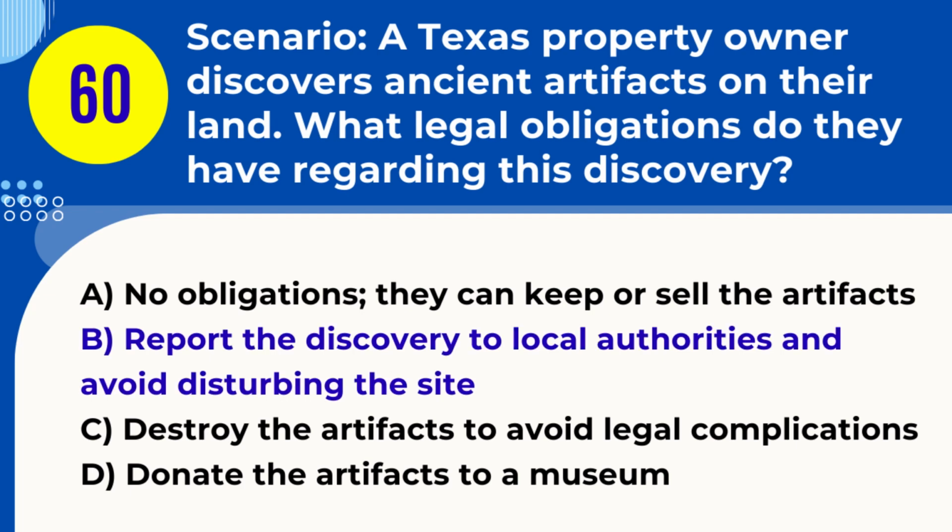Answer. B. Report the discovery to local authorities and avoid disturbing the site. Explanation. If a Texas property owner discovers ancient artifacts on their land, they have a legal obligation to report the discovery to local or state authorities and avoid disturbing the site. The artifacts may be protected under historical preservation laws, and their handling might require professional assessment.